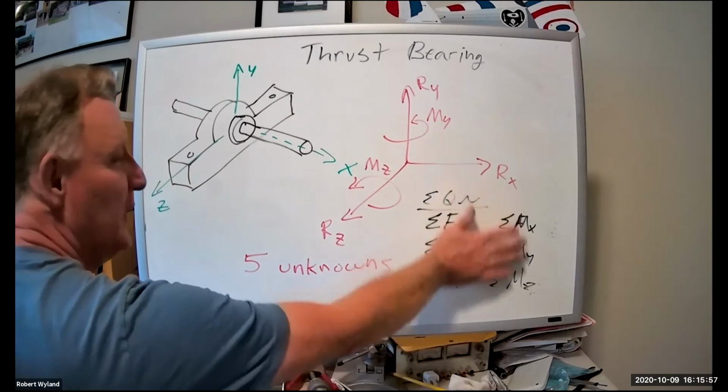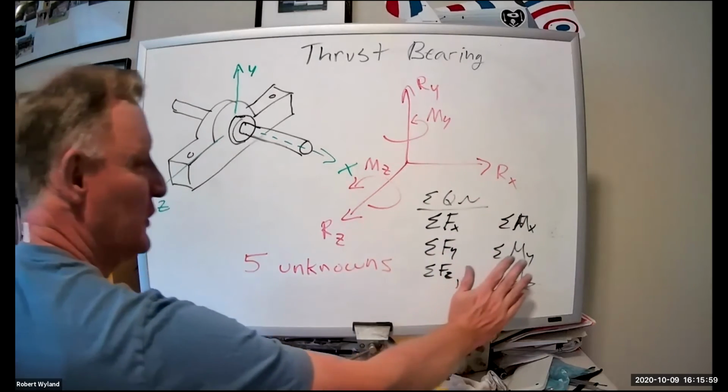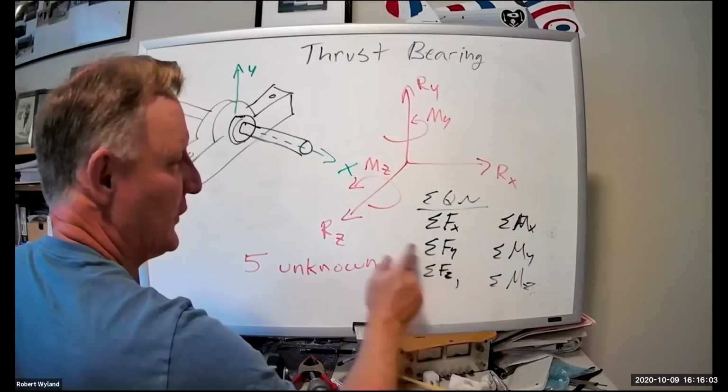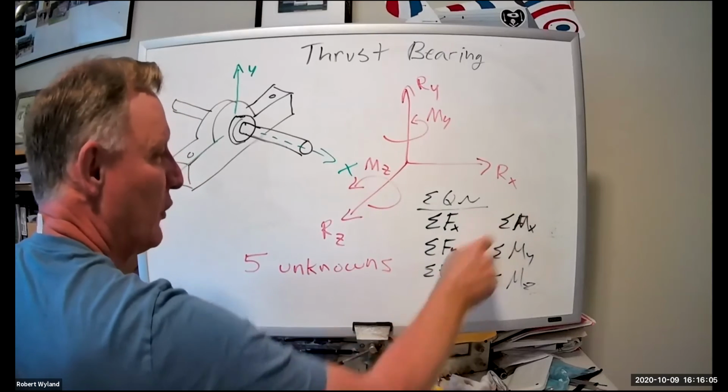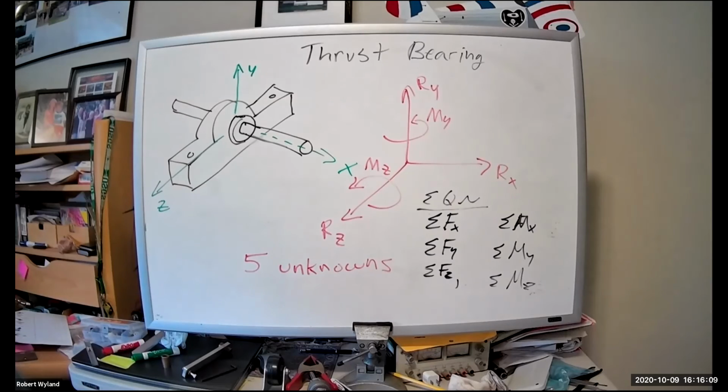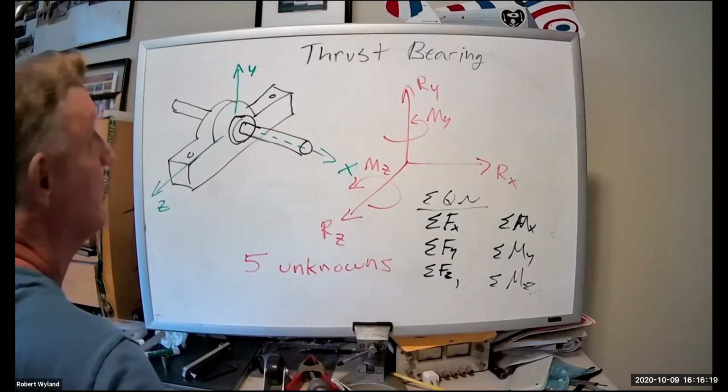So this is what happens in 3-dimensional problems. In a 2-dimensional problem, you get Fx, Fy, and Mz. When you get to a 3-dimensional problem, you gain 3 more equations. You get Mx, My, and Fz. So just keep that in the back of your head for upcoming problems.